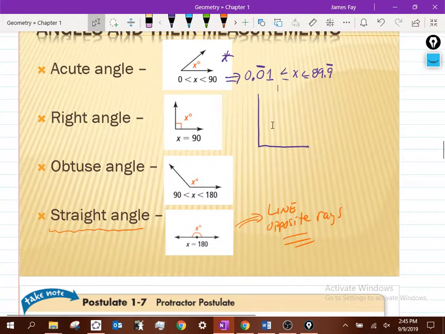But going through here, I need to be provided information that that's a right angle. So they need to show me that little box there in the corner. Otherwise, I can't make the assumption that it's 90 degrees, even if it looks like it, right? Okay.